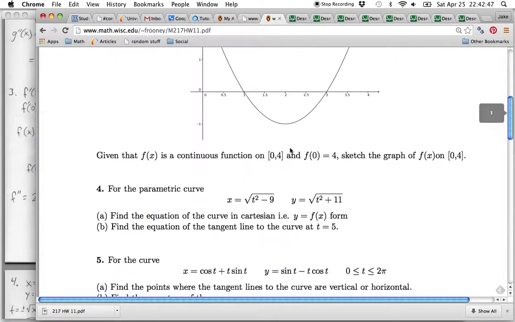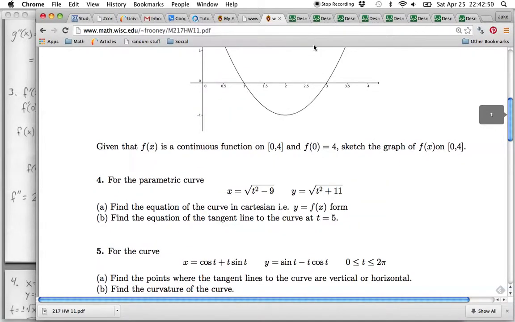For number 4, we'll go on to parametric curves, and that'll be in the next video.